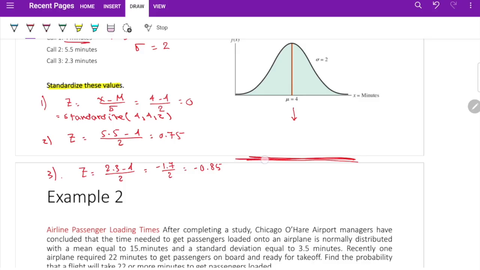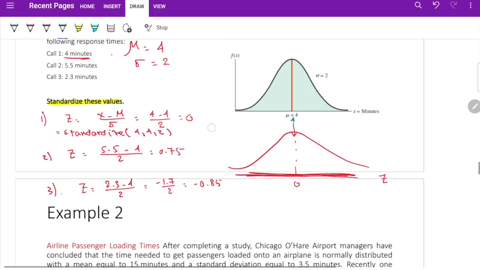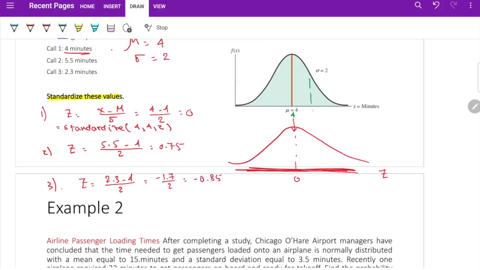If you compare this graph, which is the normal distribution, to the standard normal, now we have the Z values, right? This is the normal, and this is the standard normal with the Z values, standardized. This is the 0. Again, the mean 4 is here, 5.5 is here, and 2.3 is here. It's the exact location on the graph.